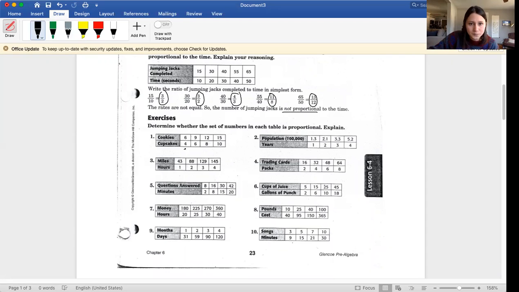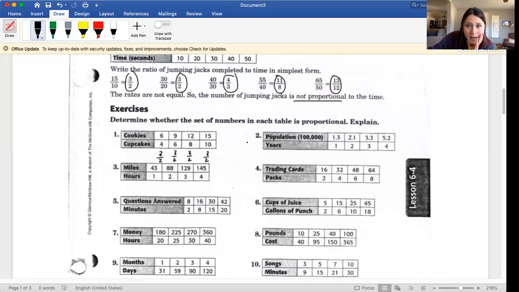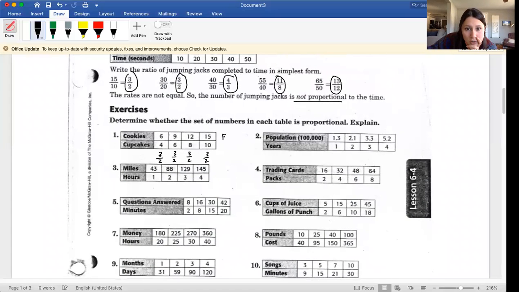Looking at number 1, this would be like 3/2. That's 3/2 reduced, divided by 3, right? Divided by 4 would be 3/2. Divided by 5 would be 3/2. So I think in this one, we would say that this is proportional.